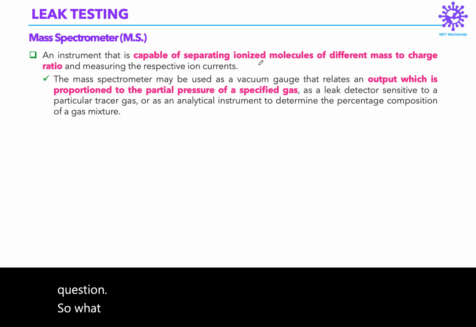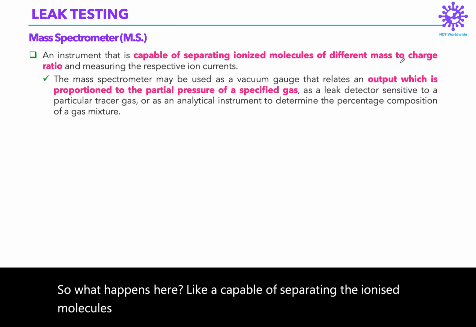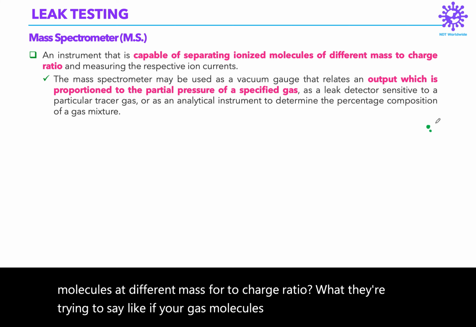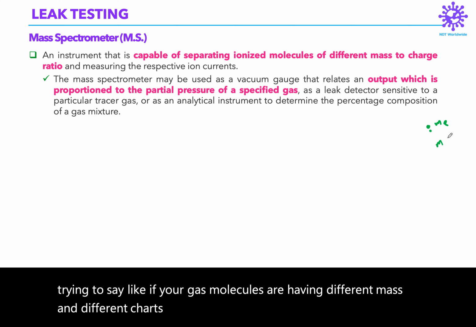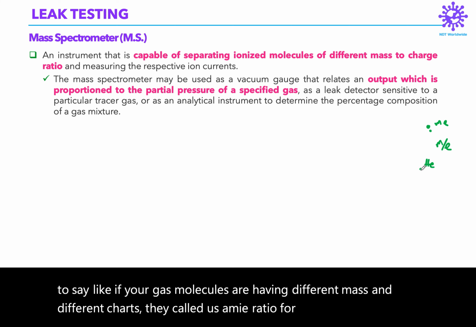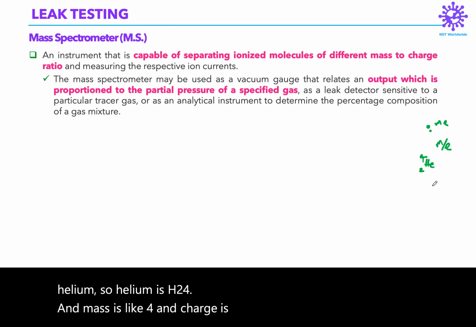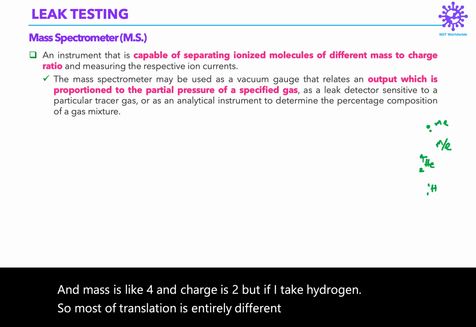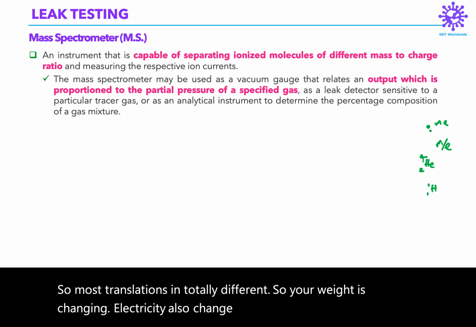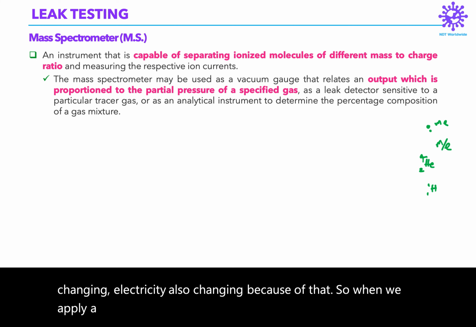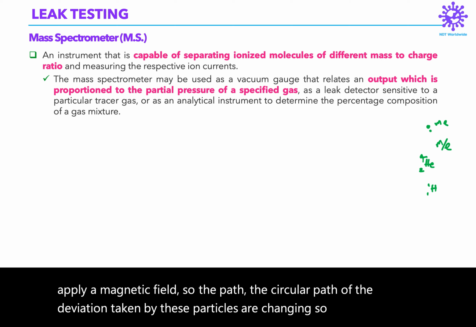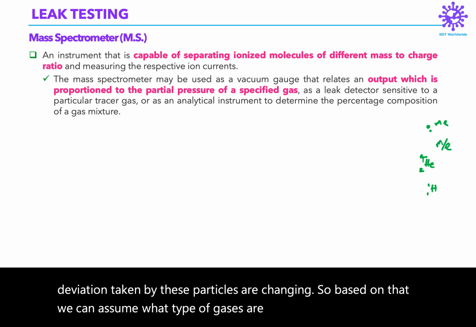Here, it is capable of separating the ionized molecules at different mass to charge ratio. What they are trying to say is, if your gas molecules have different mass and different charge, they call it the m by e ratio. For example, helium is He-4, so mass is 4 and charge is 2. But if I take hydrogen, H-1, the mass to charge ratio is entirely different. So your weight is changing, the charge is also changing. Because of that, when we apply a magnetic field, the circular path or deviation taken by these particles changes. Based on that, we can determine what type of gases are leaking and the quantity.